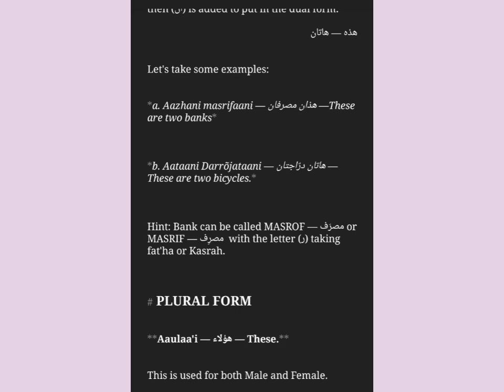هذان مصرفان. These are two banks. هذان مصرفان. Whichever one. These are two banks. هذان, in this case, okay, this statement is a جملة اسمية, while هذان is مبتدأ and مصرفان is the خبر.